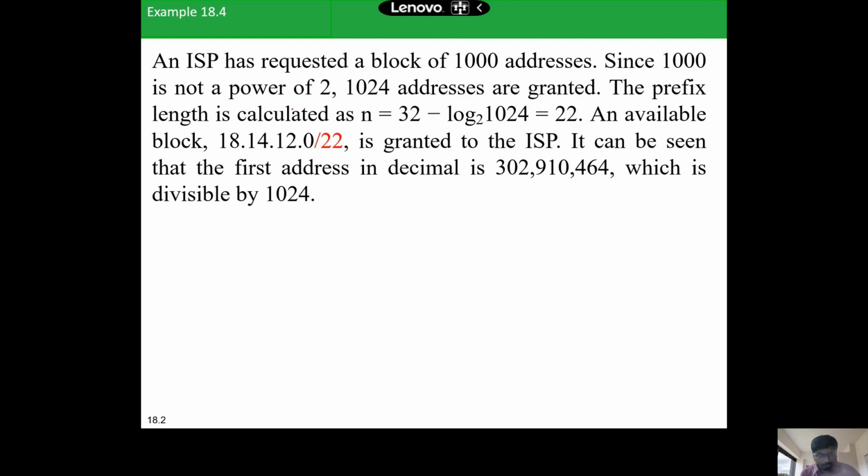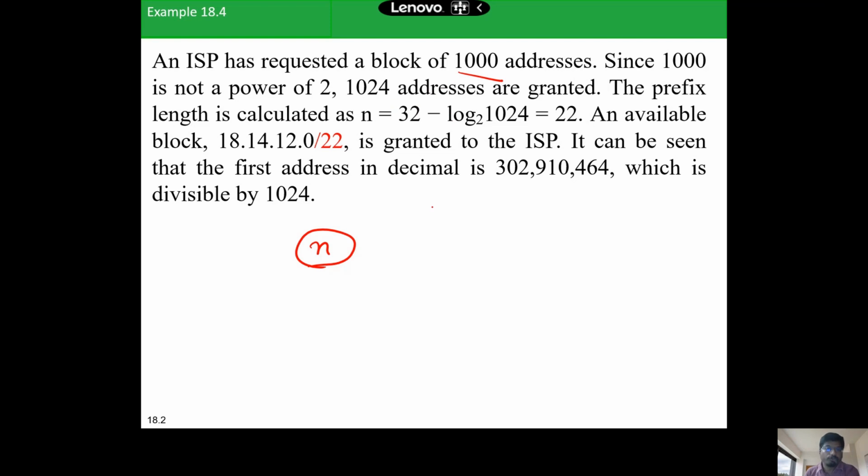Say for example, an internet service provider has requested a block of 1,000 addresses, right? You know that we could only grant in powers of 2, right? The nearest is I could grant them 1024 addresses. So 1024 addresses have been granted to them. If I'm allotting a block, you should know what the prefix length should be in this case. So I know that I'm going to allot them 1024 addresses.